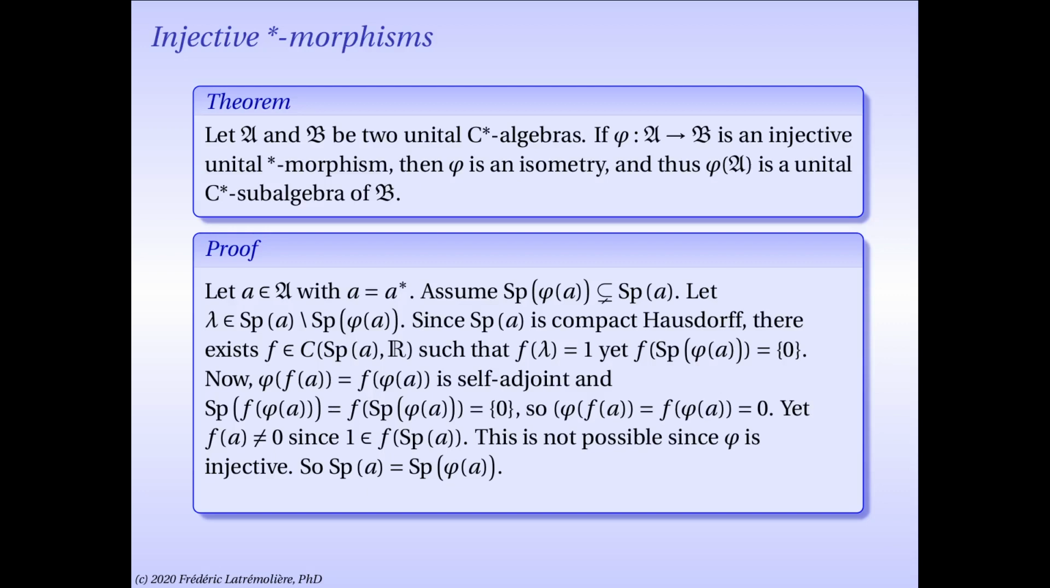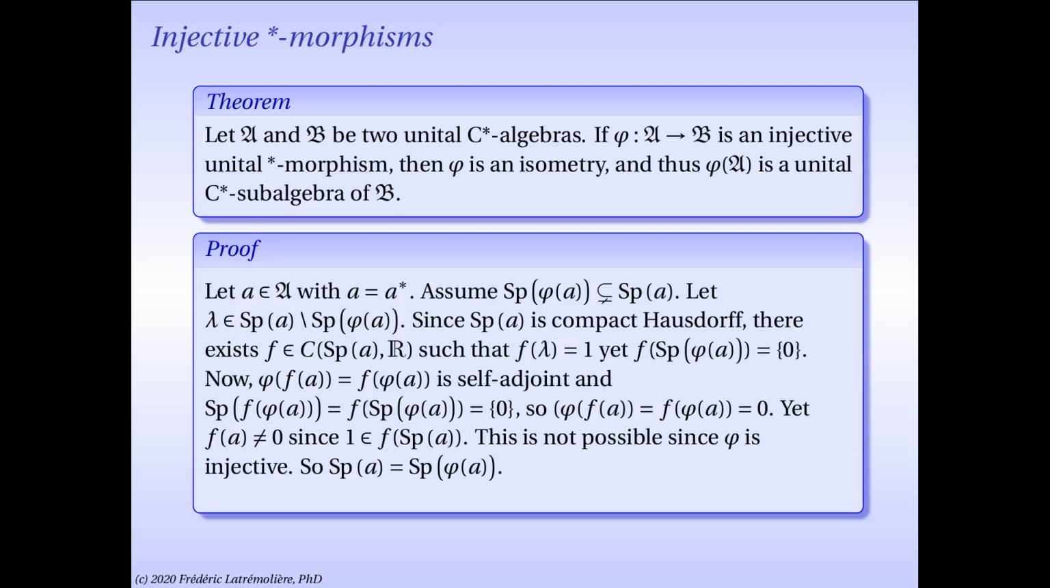We also know by the spectral mapping theorem that the spectrum of f of phi of A is equal to the image of the spectrum of phi of A by the function f. And by our choice of the function f, this is the singleton 0. So f of phi of A is a self-adjoint element with spectrum 0, and so it must be the 0 element. Now on the other hand, as I just said, f of phi of A is equal to phi of f of A. So phi of f of A is also 0. Okay, so f of A is in the kernel of phi.